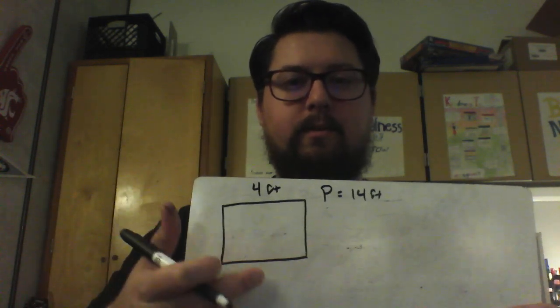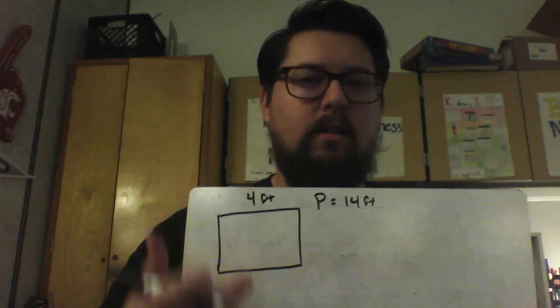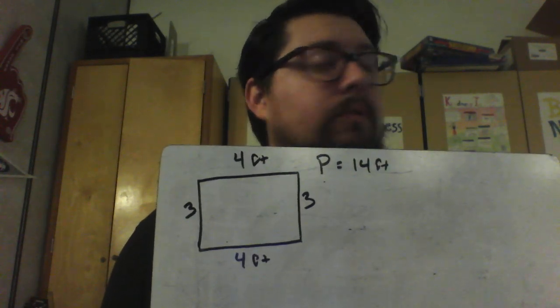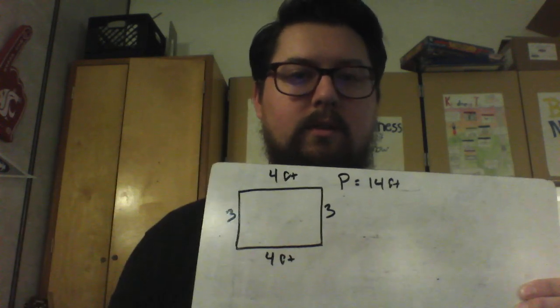We know that if we're dealing with a rectangle, the opposite sides are the same length. So if the top is 4 feet, the bottom is 4 feet. And we know that the whole outside, the perimeter, is 14 feet. Okay, so that's adding. Let's add up. 4 plus 4 is 8. 14 minus 8 means I have 6 feet left for both sides. Well, 6 feet. I have to split that into 2 sides. Half of 6 is 3, and the other half is 3.